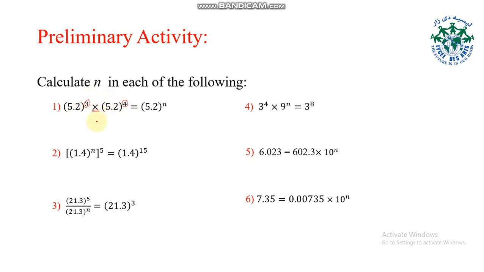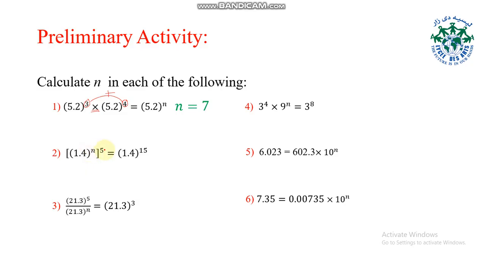When we have multiplication, do we multiply the exponents? As you know, we have to add the exponents, we don't multiply them. So 3 plus 4 is going to be 7, so n is going to be 7 simply, and this is a rule.